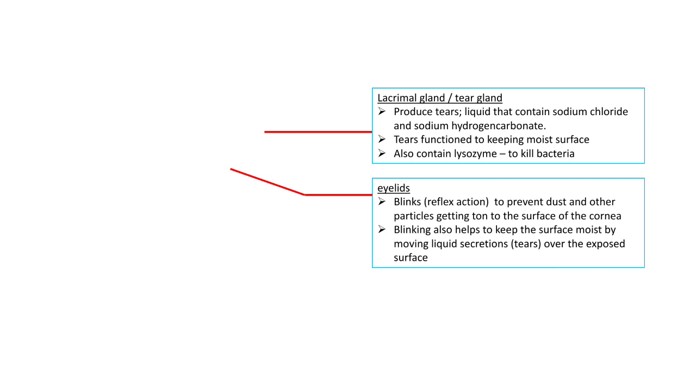Lacrimal gland, the tear gland, produces tears, a liquid that contains sodium chloride and sodium hydrogen carbonate. Tears function to keep the surface moist. They also contain lysozyme to kill bacteria. Eyelids blink, a reflex action to prevent dust and other particles from getting onto the surface of the cornea. Blinking also helps to keep the surface moist by moving liquid secretions over the exposed surface.